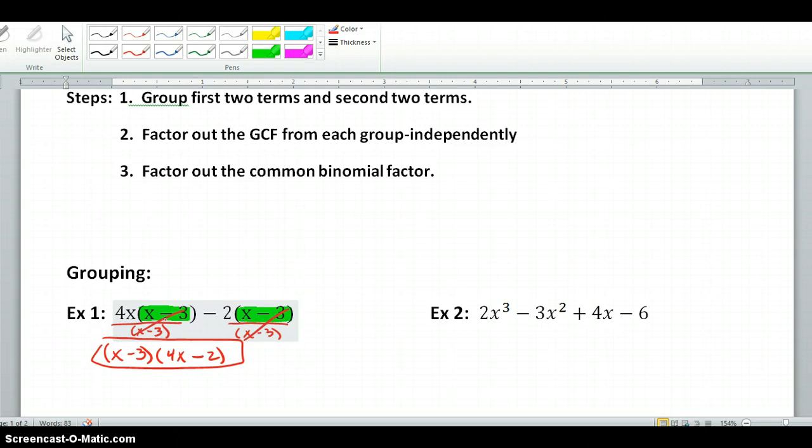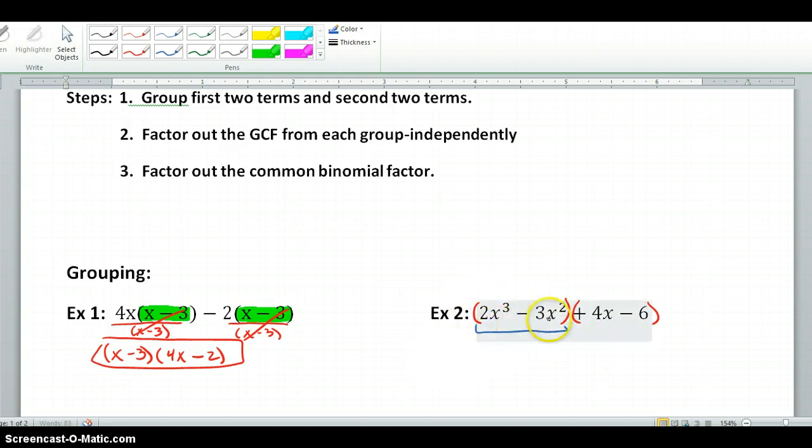Now, not all of them will be like that. If you look at example 2, here you'll see we do have four terms. So the first step in grouping is to take the first two terms, group them, and then take the second two terms and group them. What we're going to do then is look at each of these independently.